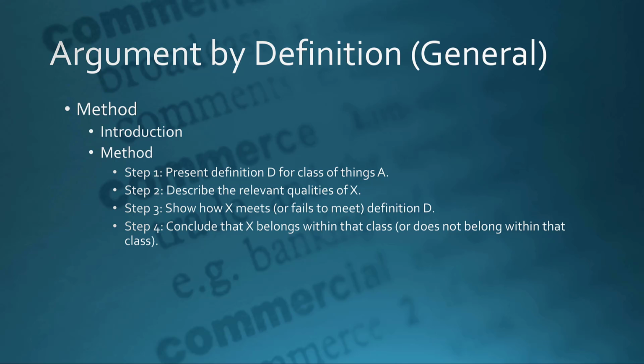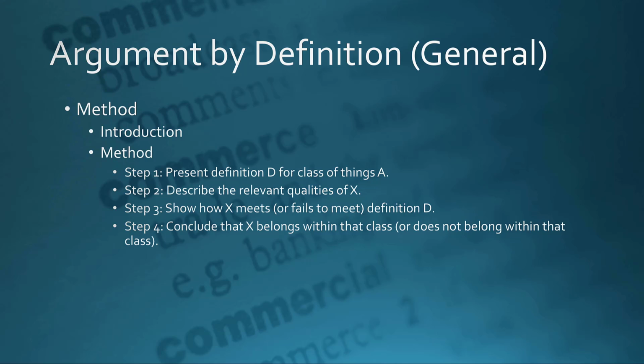The first step is to present a definition for a class of things. For example, what is the definition of a person, if you're trying to argue that an entity falls under being a person? Or if you're arguing about aesthetics, the question might be, what is the definition of art? Or in the case of other things in philosophy, you might try to define what it is to be time or space or any such thing.